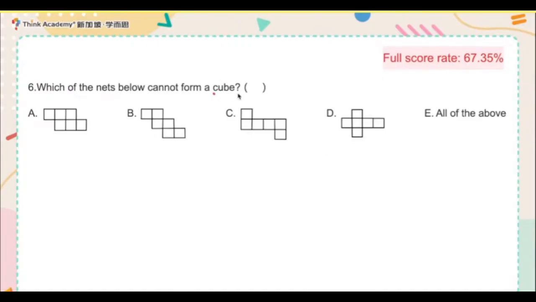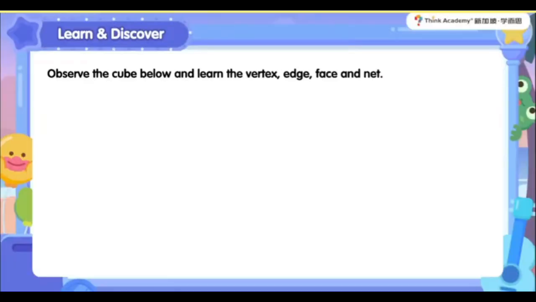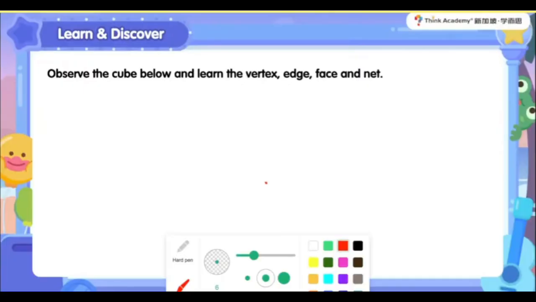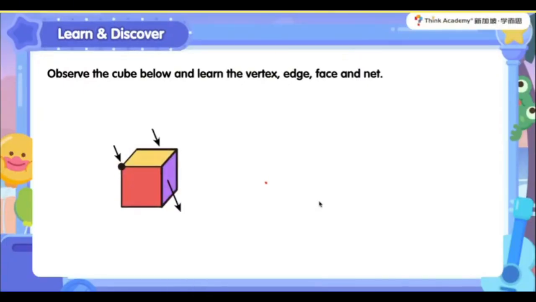So we already know a cube has 6 faces, and net means you can imagine the cube is made of paper. After you unfold it, how will it look like? So you can see here, this is a cube, right? Actually, on the cube, there are many knowledge points. So here we can review together.